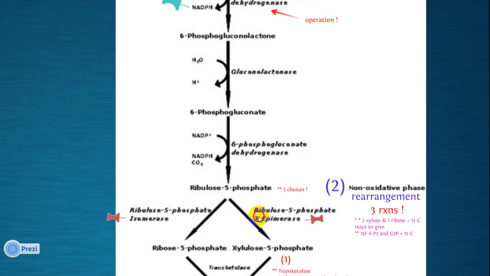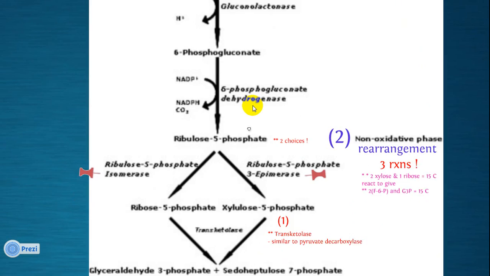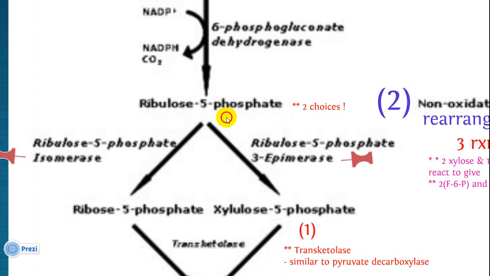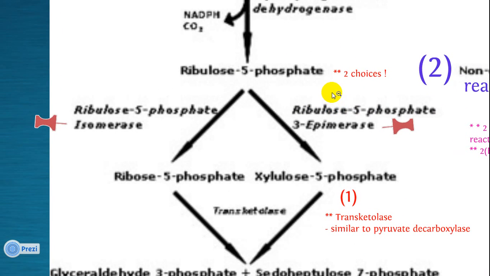Okay, now to review what I have said, I am talking about the first part of the phosphopentose pathway, just the oxidative part. We produce NADPH, and we have done it in this part. At the end of this part, we will have a sugar called ribulose 5-phosphate. This sugar, before entering the rearrangement reactions, has two choices, and it will go down one of them. Okay, the ribulose 5-phosphate will be converted either into xylulose 5-phosphate or into ribose 5-phosphate.